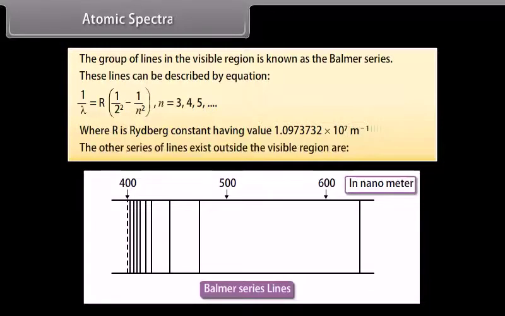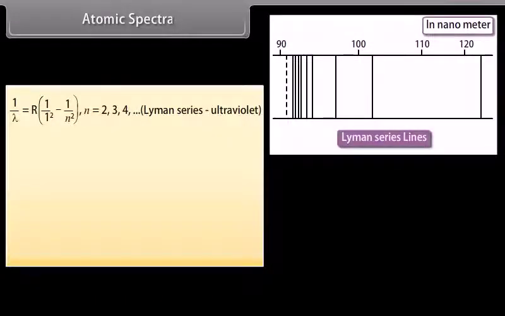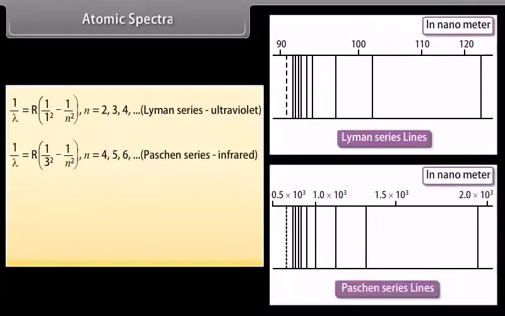The other series of lines that exist outside the visible region are the Lyman series, which is given by 1 upon lambda equals R (1 upon 1 square minus 1 upon n square). Here the value of n may be 2, 3, 4, 5 and so on. Paschen series, which is given by 1 upon lambda equals R (1 upon 3 square minus 1 upon n square). Here the value of n may be 4, 5, 6, 7 and so on.